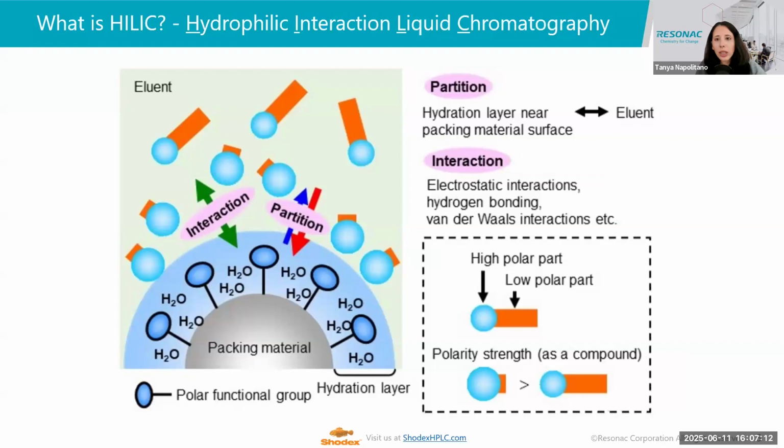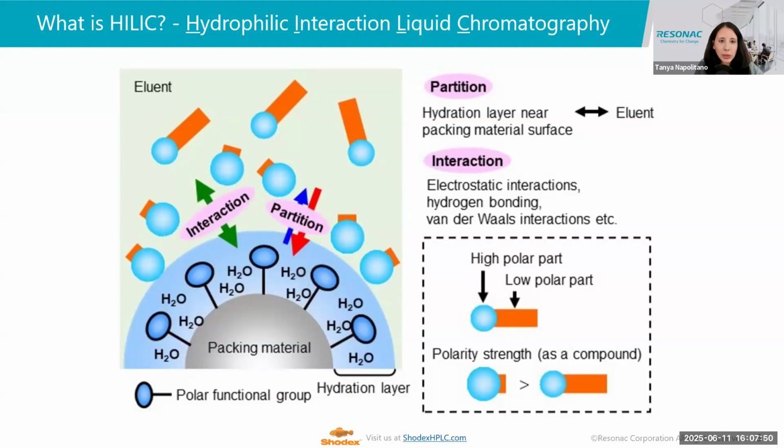So let's take a closer look at how HILIC actually works. HILIC is short for hydrophilic interaction liquid chromatography, and it's a technique designed for separating very polar analytes that don't retain well on reverse phase columns. So in a typical HILIC setup, you have a polar stationary phase and a mobile phase that's mostly organic, usually 70 to 90% acetonitrile. Even though the mobile phase is mostly organic, there's still a small amount of water present, and that water forms a hydration layer around the stationary phase surface. And this is where the retention happens.